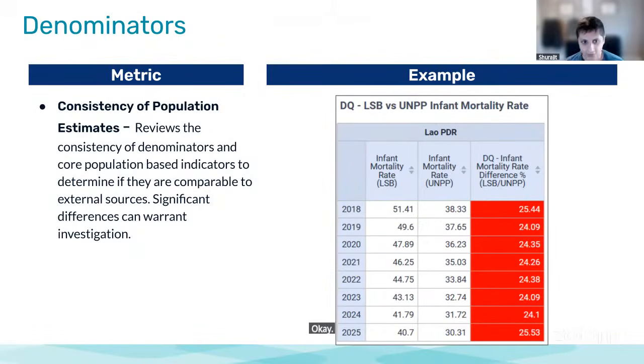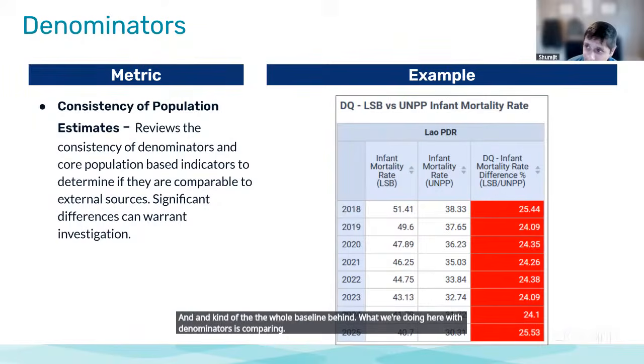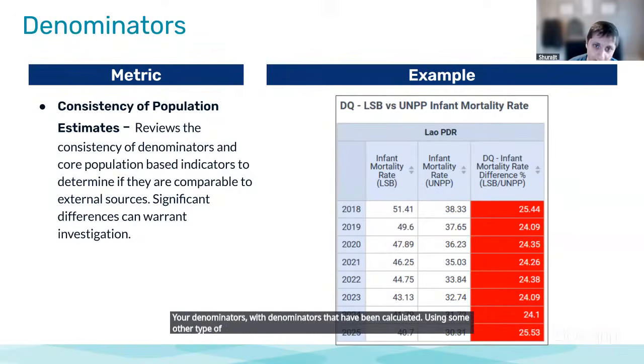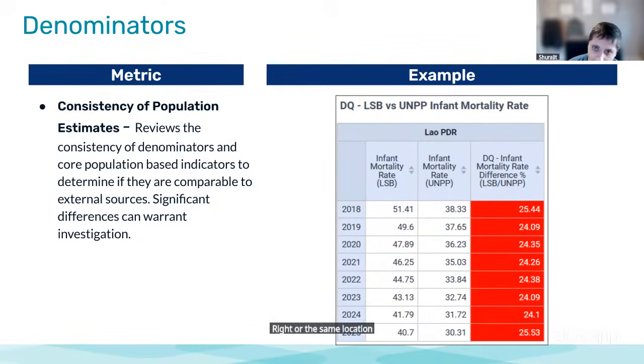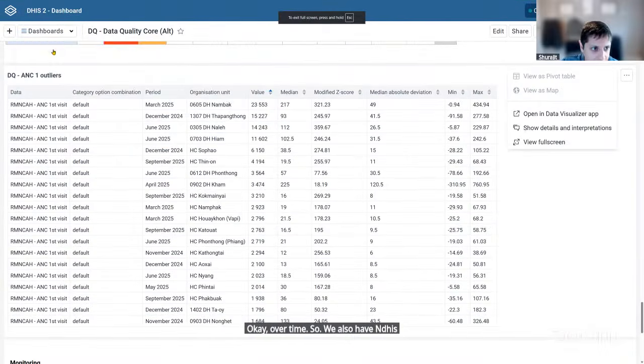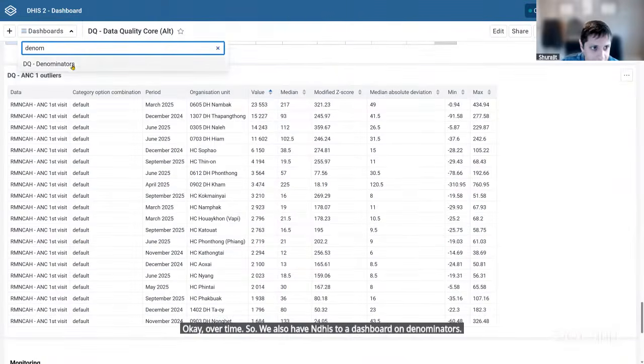Okay, another very useful piece of information to review are denominators, right? And denominators, I think this type of analysis has been around for a long time. And the whole baseline behind what we're doing here with denominators is comparing your denominators with denominators that have been calculated using some other type of methodology, right? For the same location, for the same age groups, the same genders or sexes, okay, over time. So we also have in DHIS2 a dashboard on denominators that goes through this example.